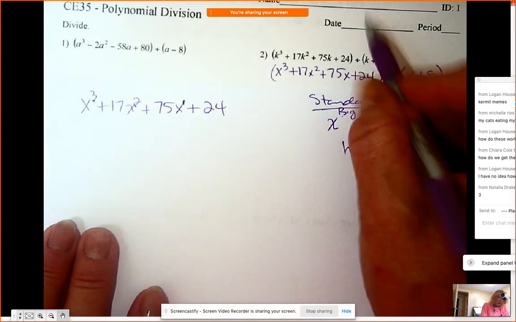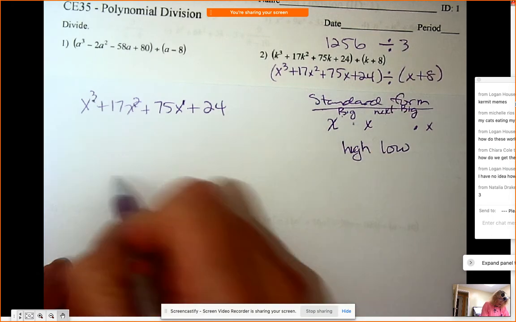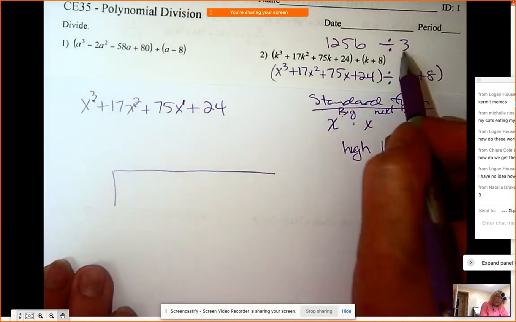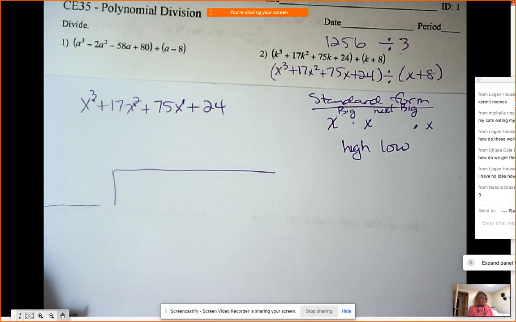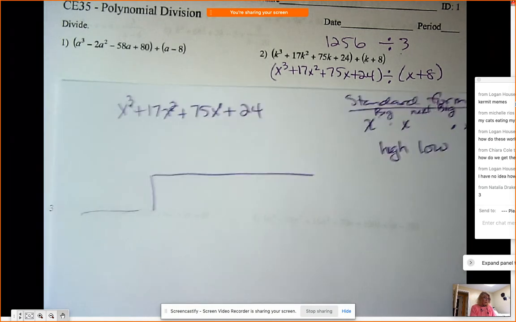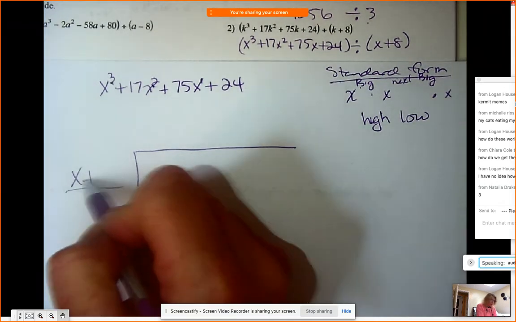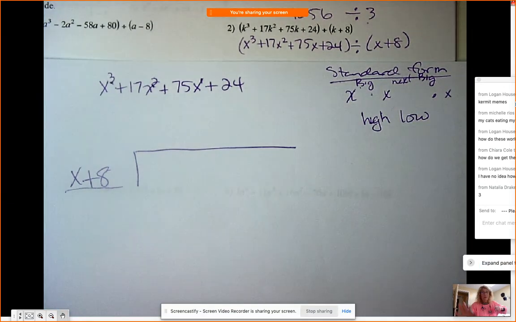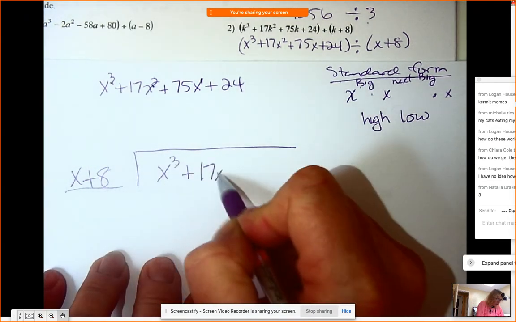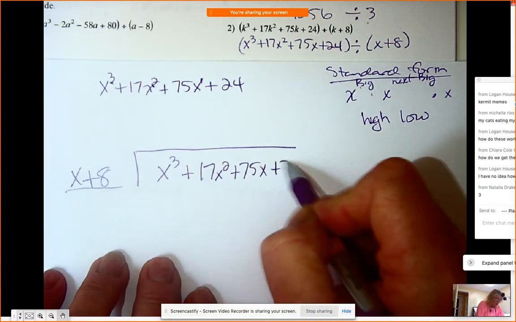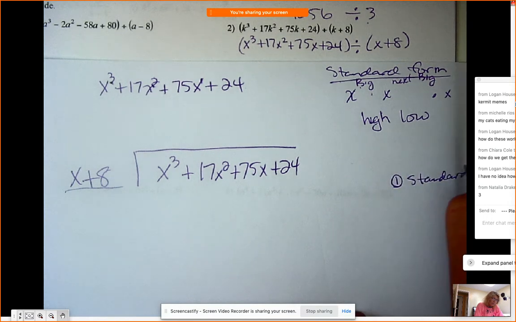Just like when I was showing very quickly in the sidebar, when I had the 1, 2, 5, 6 being divided by 3, and I say, what comes out front? The 3 came out front. So on this one, somebody tell me, what do you think comes out front here? The 8. Give me a little bit more. X plus 8. Thank you. I know it's weird. You've never done this, and it's not hard. You've just never done it. And this comes underneath: x cubed plus 17x squared plus 75x plus 24. So step 1 is we need to make sure the polynomial is in standard form.